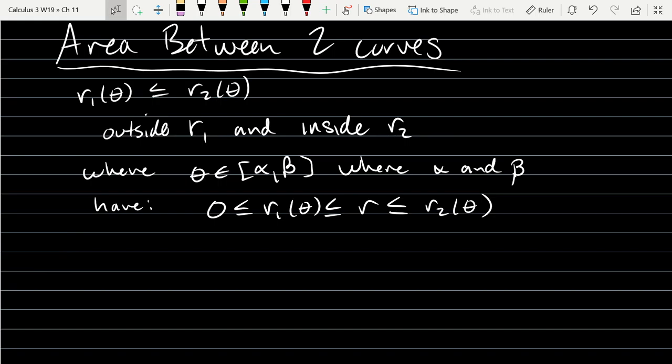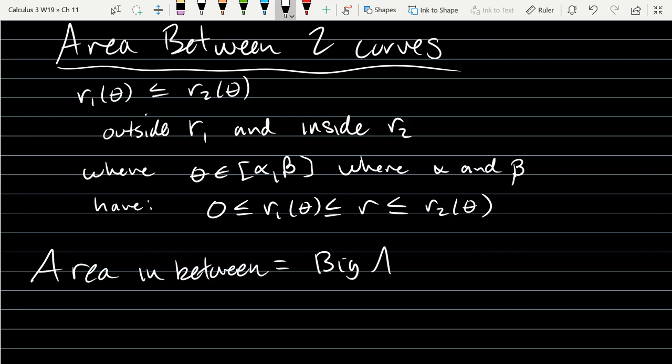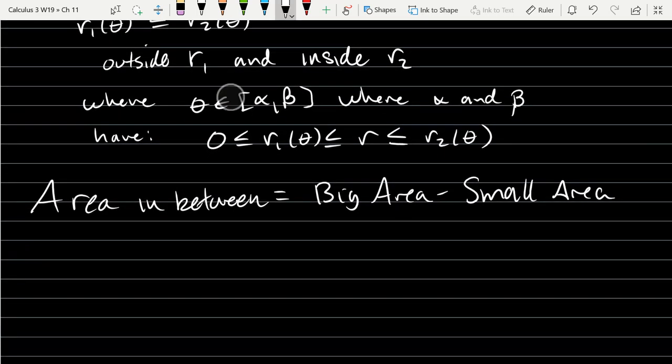All right, the way we're going to calculate this is how we did it before. We're going to get the big area and the small area and subtract them. So we're going to do big area minus small area. So area in between is big area minus small area. So we'll write these two integrals out.